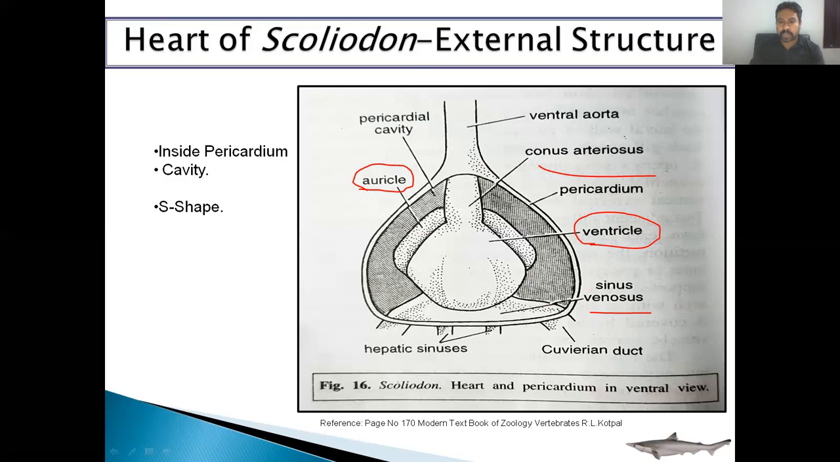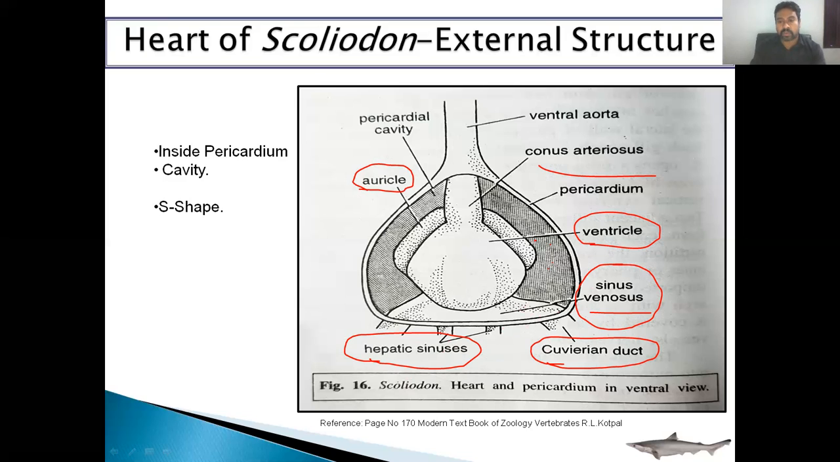And if we study the external characters, the external structure, we find that the heart is situated inside this double walled pericardium. Inside that there is a cavity, and that cavity is called the pericardial cavity. And there are receiving chambers. The first receiving chamber is the sinus venosus. In the sinus venosus, veins are coming. There are two veins, the ductus cuvarii and the hepatic sinuses. These are the veins which collect the blood from the body, and these two veins open into the sinus venosus, which is the first accessory chamber.